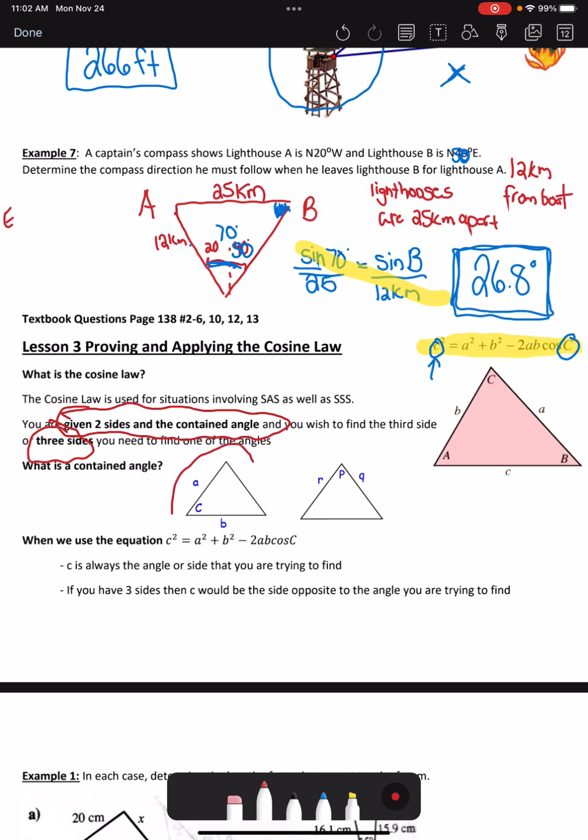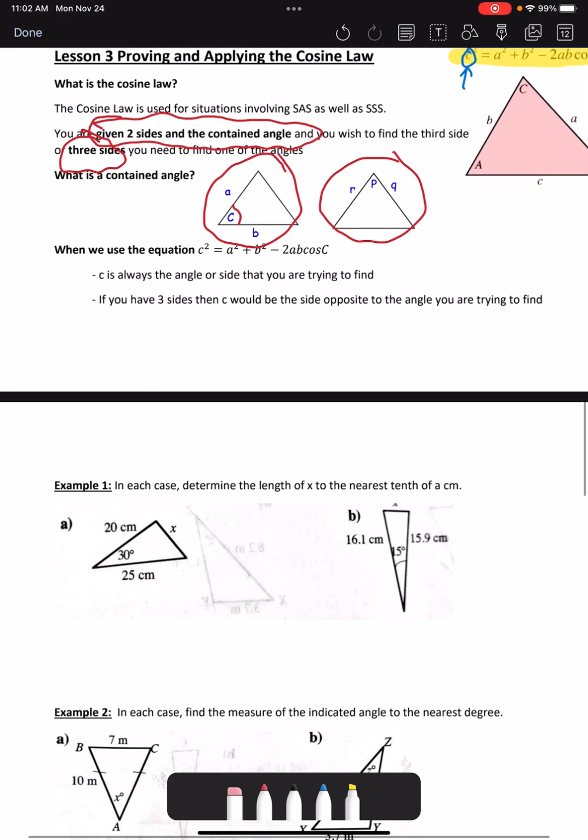So here's an example where you have 2 sides and an angle in between. And here's an example. The easiest way for me is if I don't have an angle and an opposite side, then I'm probably using the cosine law. So we use the sine law when we have an angle and an opposite side. We use the cosine law when we don't have that. All right, so let's go ahead and get started.